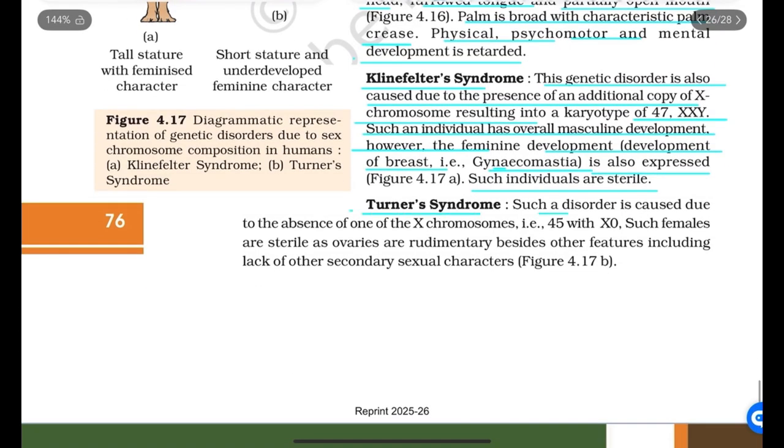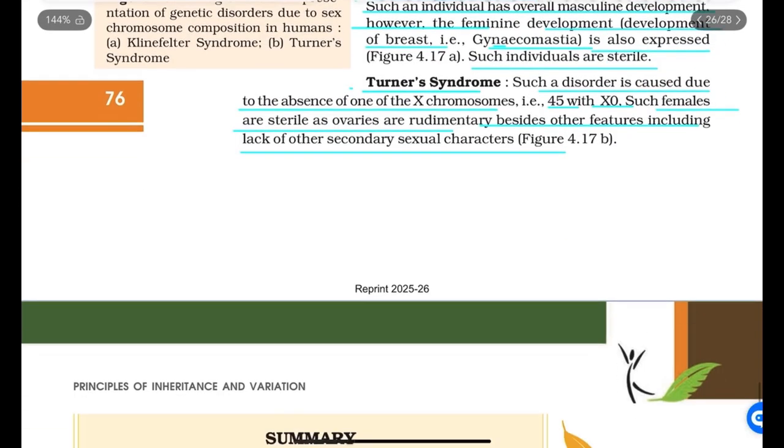Turner syndrome. Such a disorder is caused due to the absence of one X chromosome, giving 45, with X. Such females are sterile as the ovaries are rudimentary, besides other features including lack of secondary sexual characters.